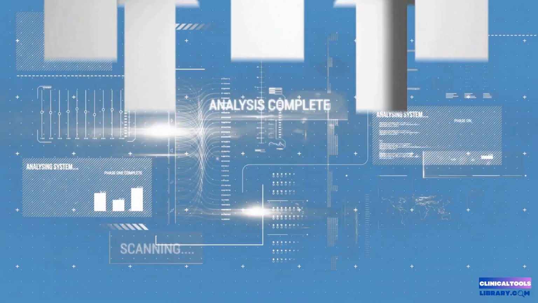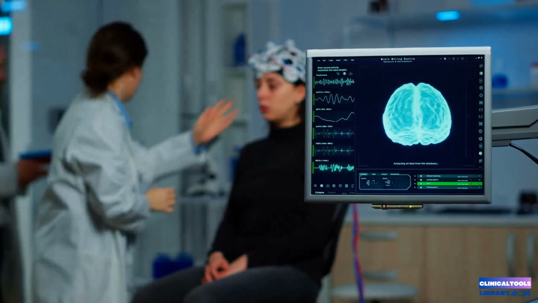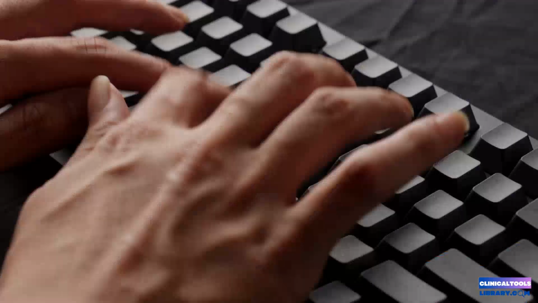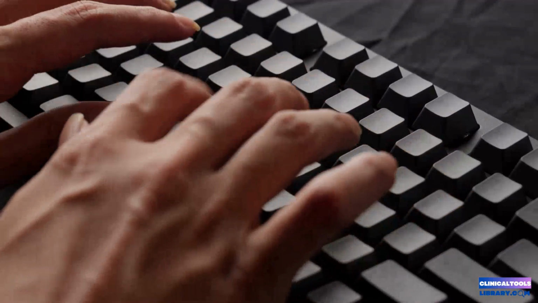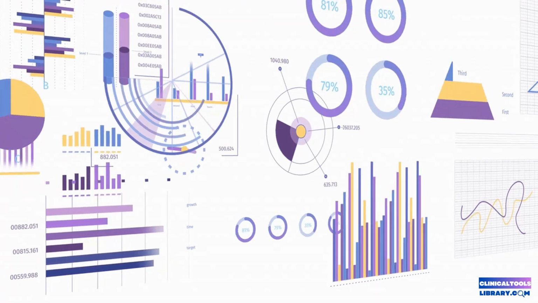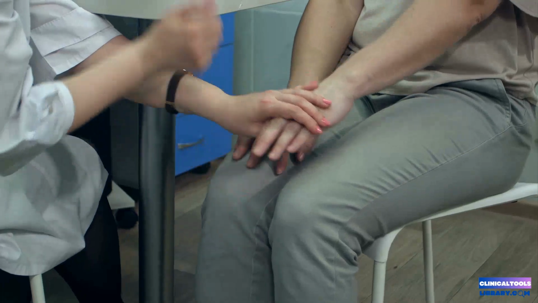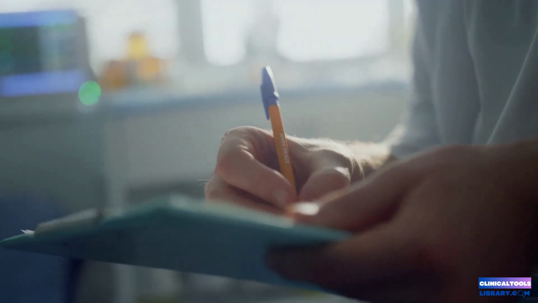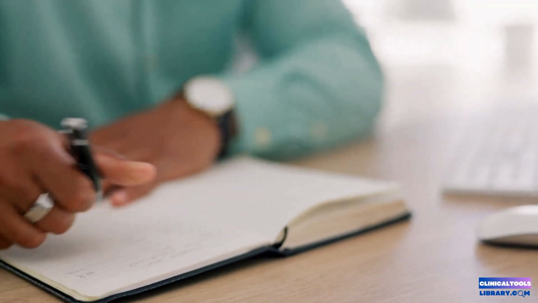The sensitivity of the National Institutes of Health Stroke Scale in detecting acute stroke ranges from approximately 75 to 90%, indicating that it correctly identifies 75 to 90% of patients who truly have a stroke. Specificity varies between 60 to 85%, reflecting the scale's accuracy in correctly excluding individuals without stroke.